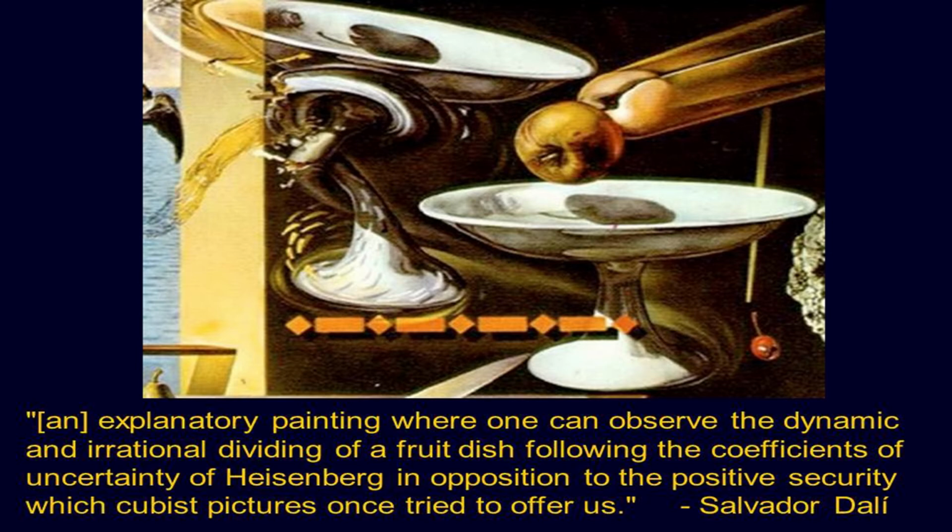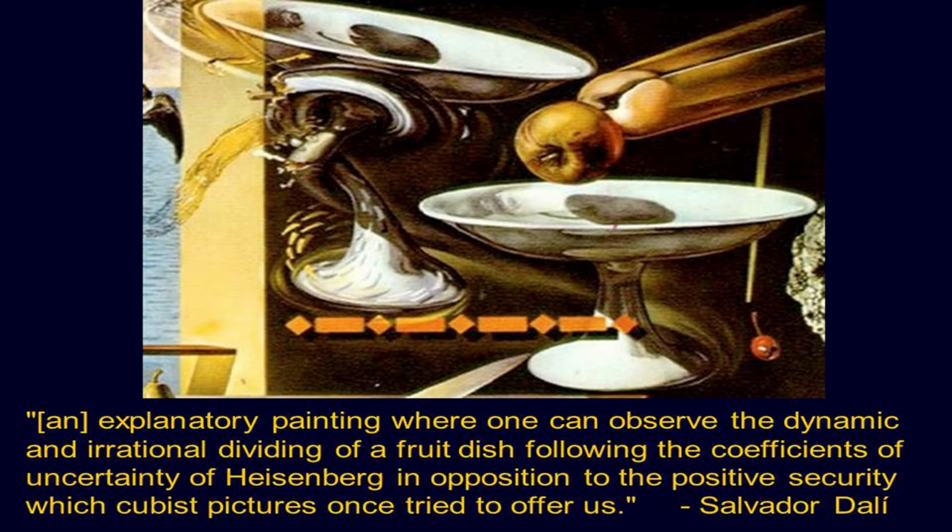Dali's also interested in Heisenberg. And at this point, he's interested in the fact that on a subatomic level, either something is a particle that can be located in space, or it's a momentum wave that has no position. And so what we have here, two fruit dishes. The one fruit dish is basically dissolving into space. It's very rapidly dissolving in a kind of logarithmic spiral. It casts no shadow.